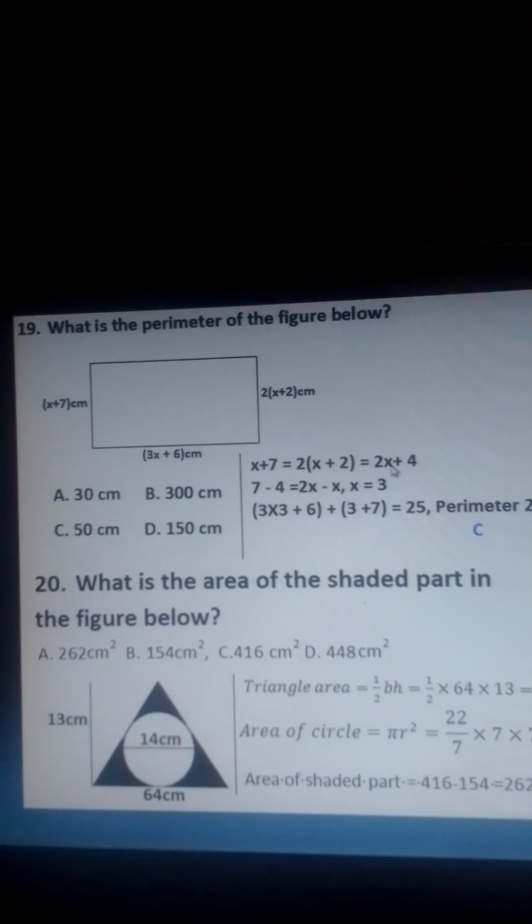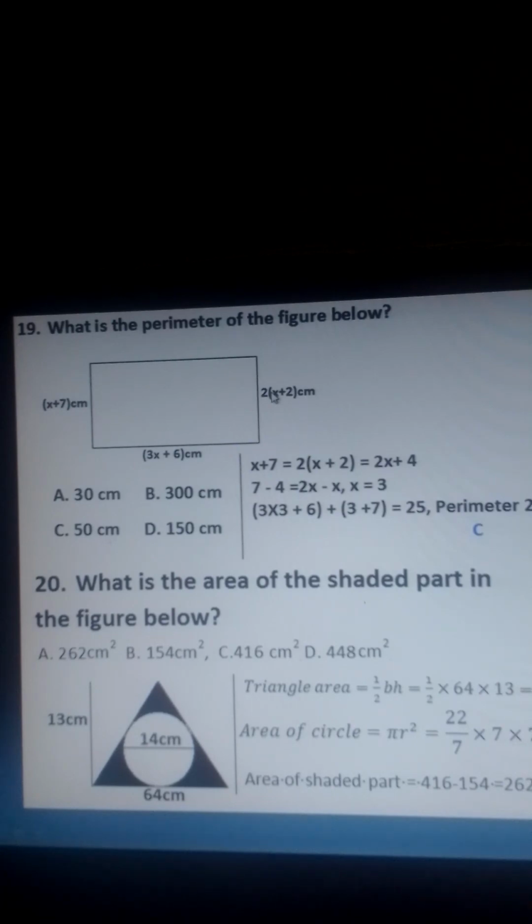Then this one here, 2x. We subtract x from here and also x from here. So this x will go, but this will be 2x minus x, right? Which will be x. So 7 minus 4 is 3. 3 is equal to x. So the value of x is 3. So if we put x here, it will be 3 plus 7 is 10. 3 plus 2 is 5 times 2 is 10.